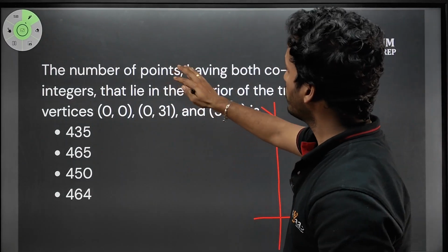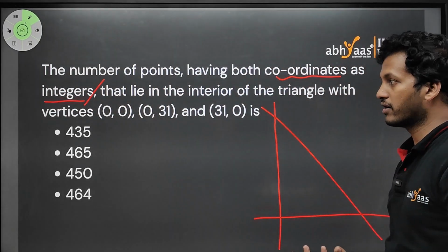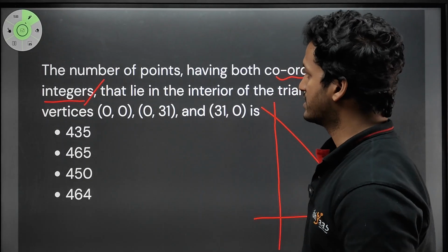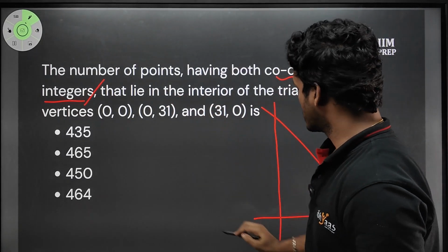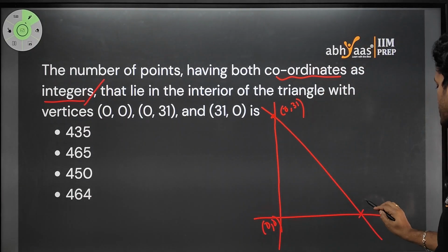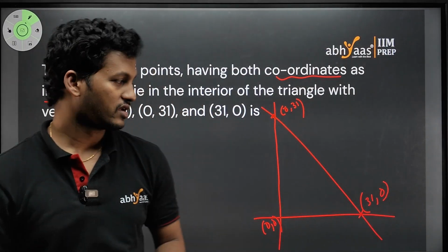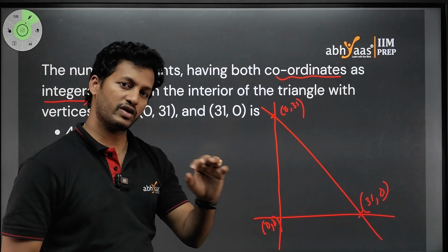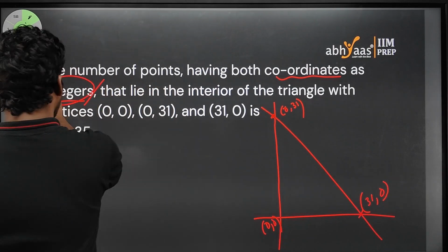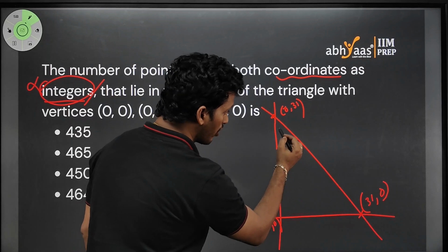Let's understand this. Number of points having both coordinates as integers. This is an important model. If the Kozhikode exam has to be tough, these types of models can be asked. So understand this: that lie in the interior of the triangle with vertices (0, 0), (0, 31), and (31, 0). How many integer coordinate points have to be there? There are many points actually, but integer points would be only finite. If they don't ask for integer coordinates, there will be infinite points. As they are integers, we have to find how many points are there.